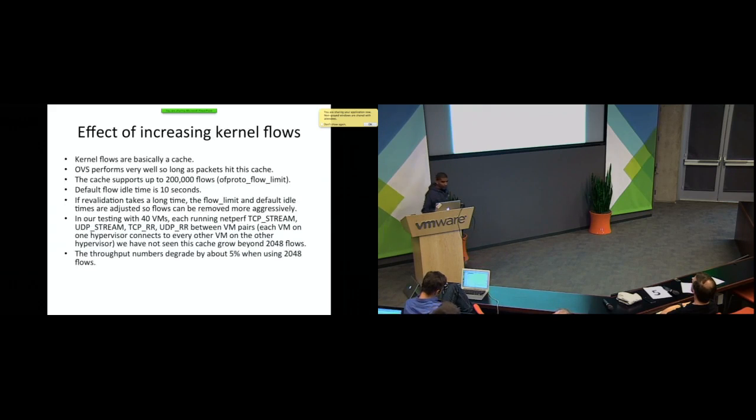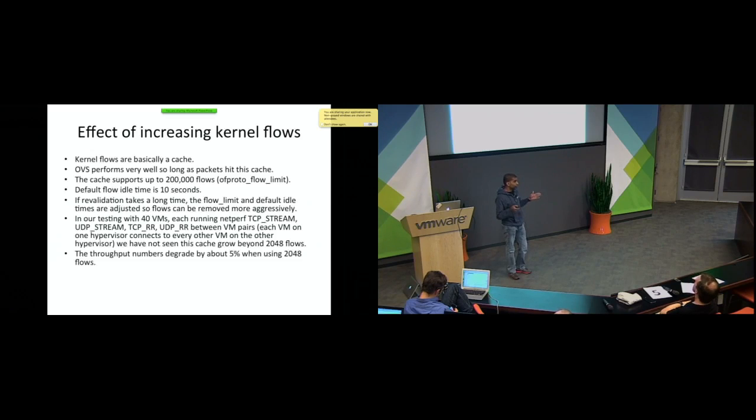So, effect of increase in the kernel flows. This was already covered by Joe in the earlier presentation, and I think the presentation was awesome because it tells you why OVS is so optimized. So I will just repeat what's here in the slide. The kernel flows for OVS are a cache of all the user space flows, and all the complexity and intelligence is in the user space. So OVS performs really great as long as packets hit the cache.